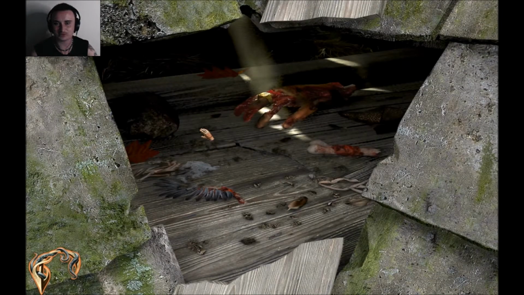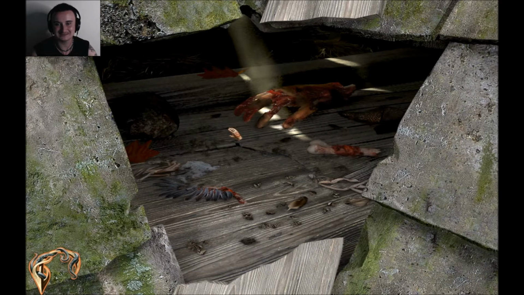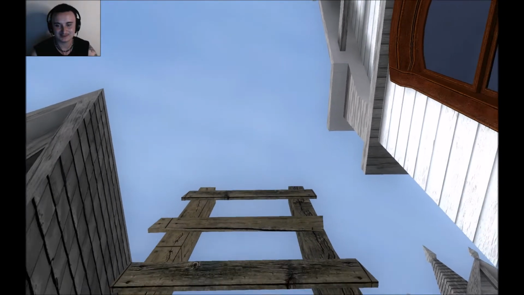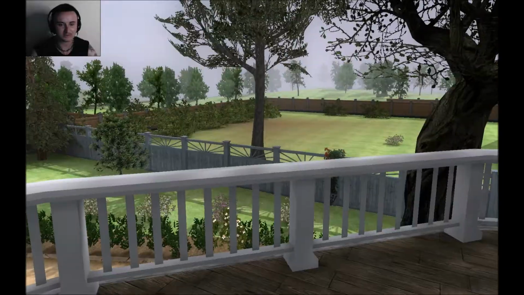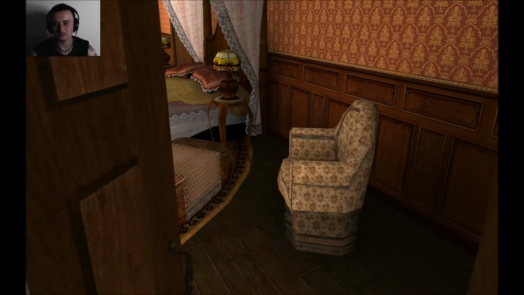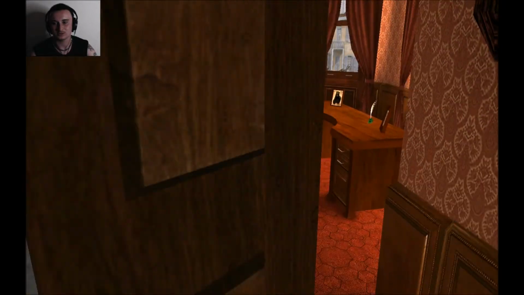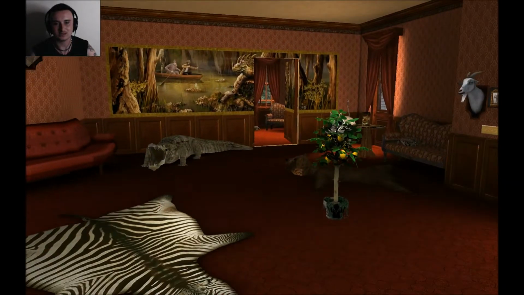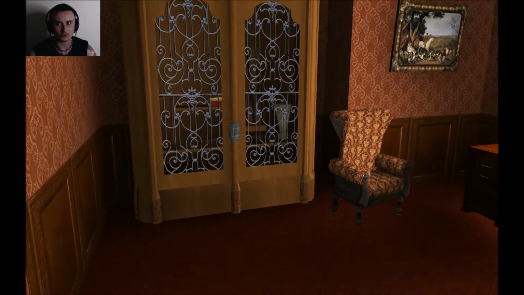Ew, gruesome. Excuse me, madam. I'm merely passing by with no wish to disturb you, although I'm sure you found Mr. Arneson to be a man of good taste. Ew. There we go. Well, we have the ring now. Let's head back inside. Oh, wrong door. This door. Back inside. Into the secret room. And use the ring to open up the cabinet.